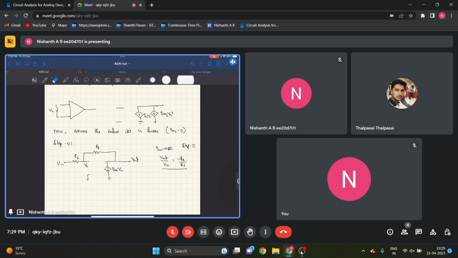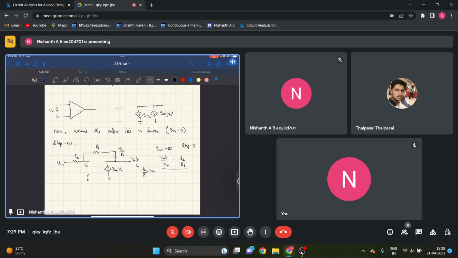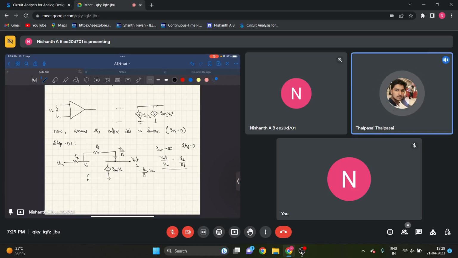Let's say Gm is large enough. If the op amp was ideal, what would this voltage have been? Minus Rf by Ri into Vin, correct? Yes, sir. And what is this current? Vin by Ri, since Vx is 0, if I assume ideal. The same current will flow, sir.